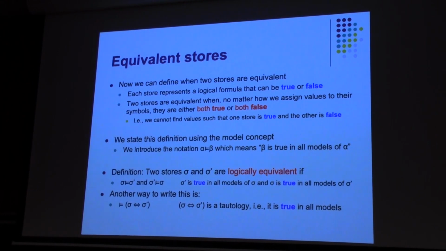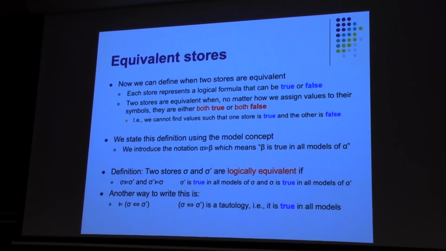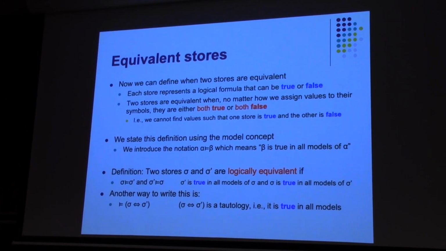Now we can define when 2 stores are equivalent. Each store represents a logical formula that can be true or false. 2 stores are equivalent when, no matter how we assign it, so for any interpretation, they're either both true or both false, which means they're kind of the same. We cannot find values such that one store is true and the other one is false. That means they would be different. So no matter how we pick the values, both of them will be either true or both false. So they're actually the same.